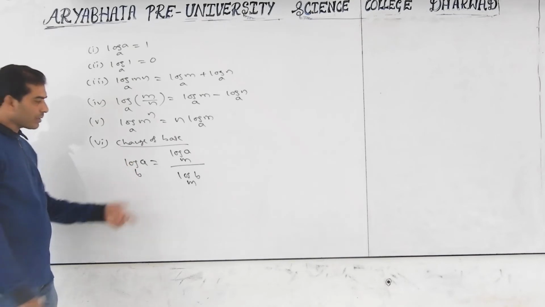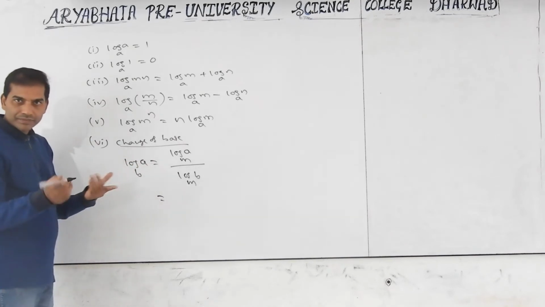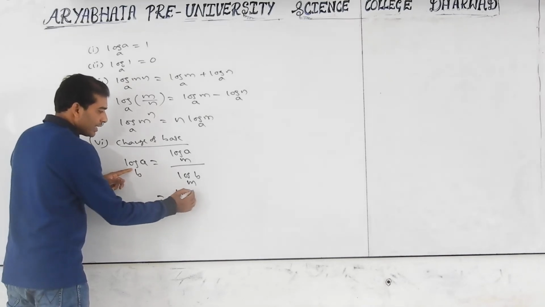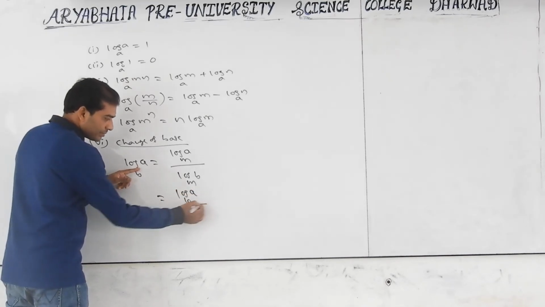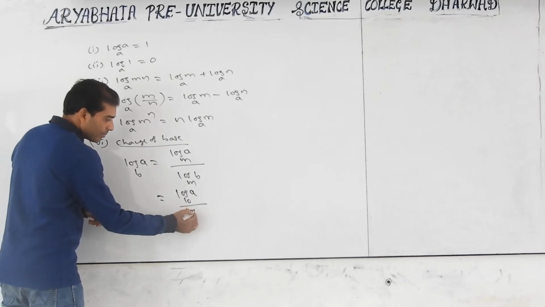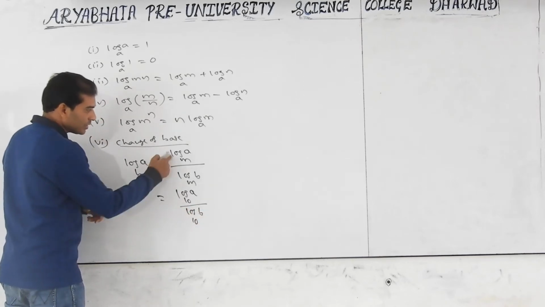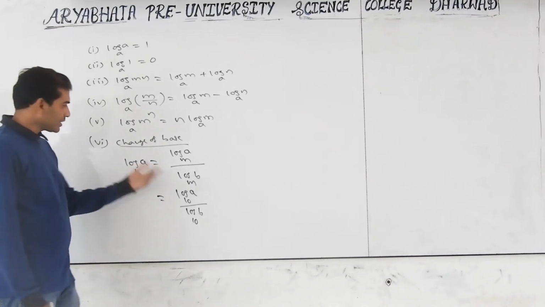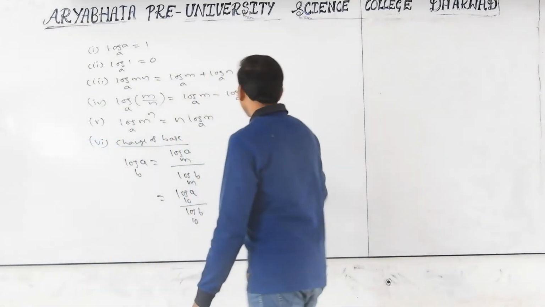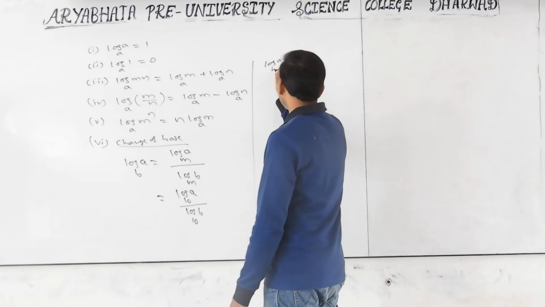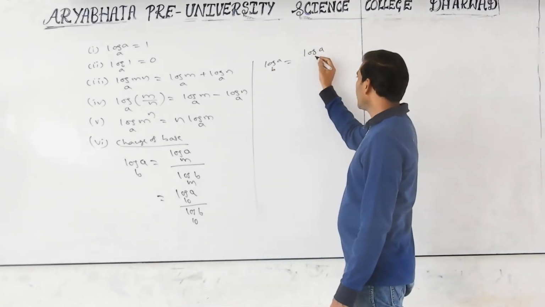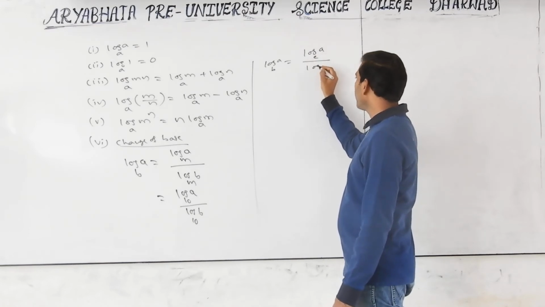For example, if you want base 10, you express it as log a base 10 divided by log b base 10. All these values are the same. If you want to change to base e, log a base b equals log a base e by log b base e.